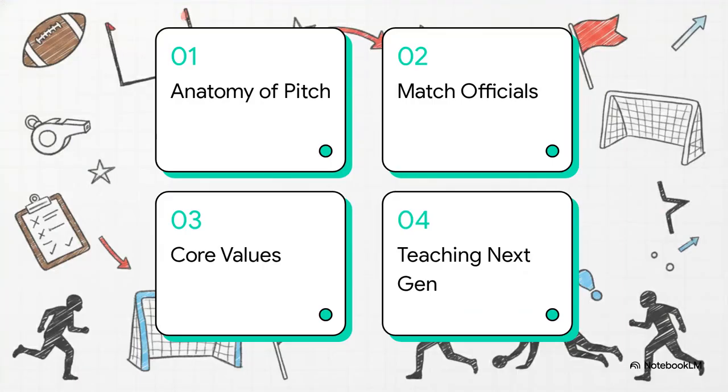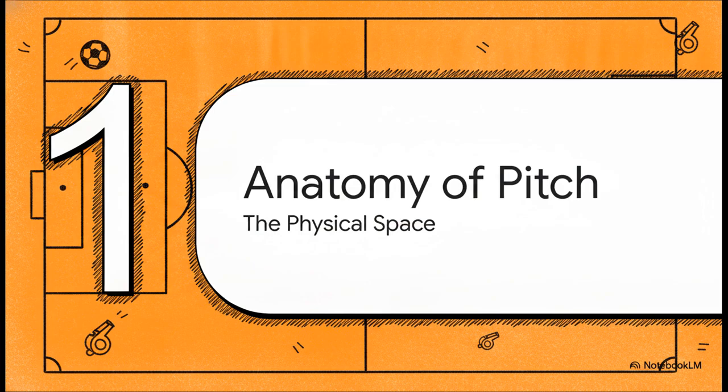Okay, really quickly, here is our roadmap for today. We're hitting 4 main areas: the anatomy of the pitch, the match officials, the core values of football, and finally, teaching the next generation. All right, part 1, the anatomy of the pitch.